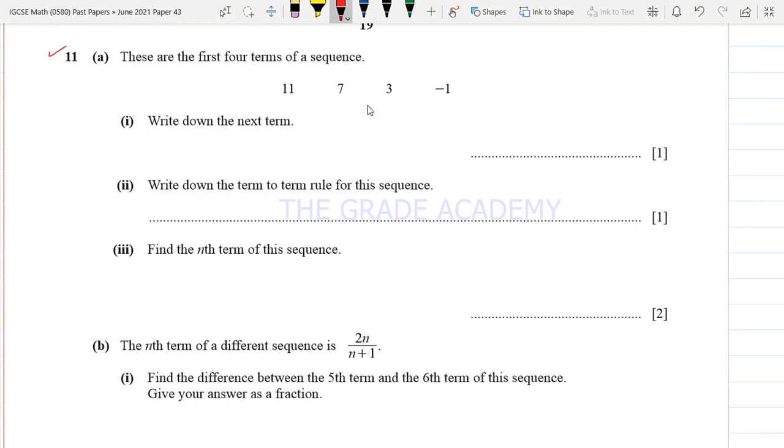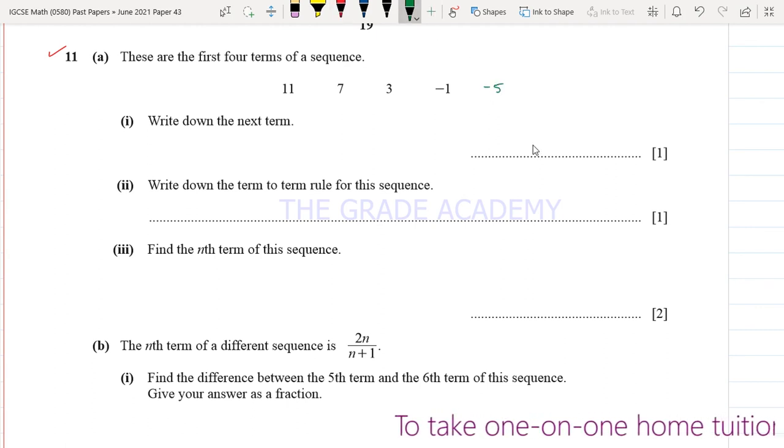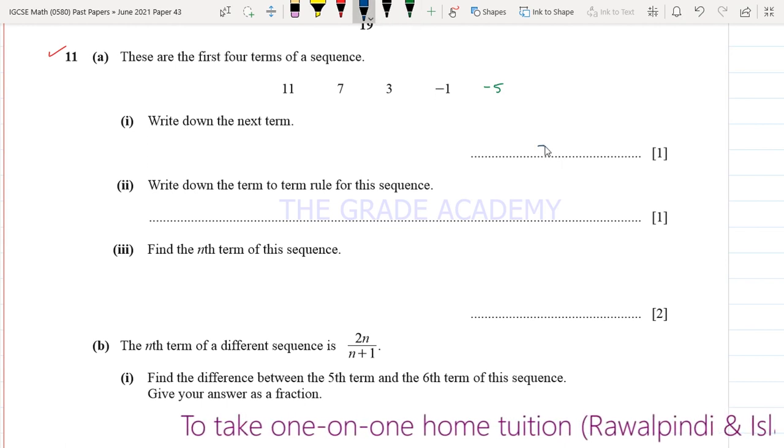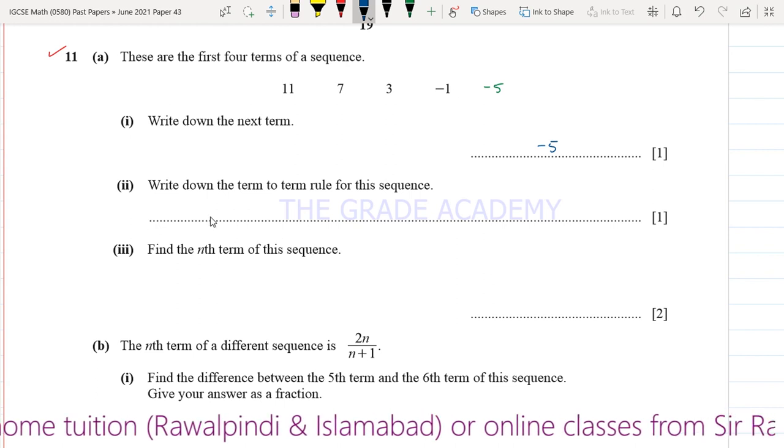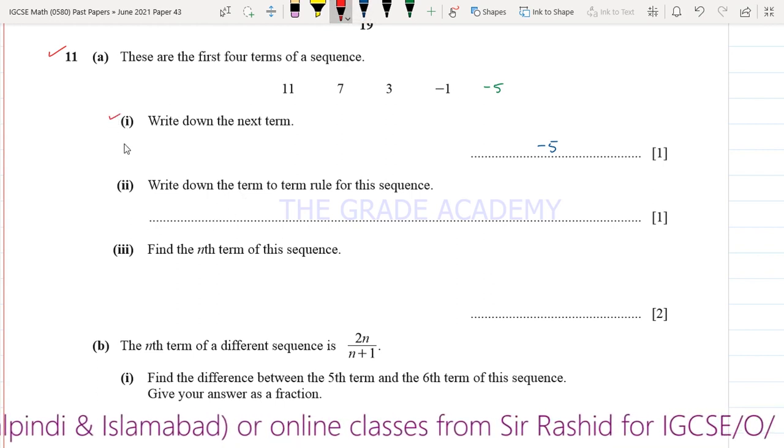Here we can see that we are subtracting 4. We are subtracting 4 from a term to get the next term. So what will be the next term? We subtract 4 from minus 1, so we get minus 5. So the next term is minus 5.